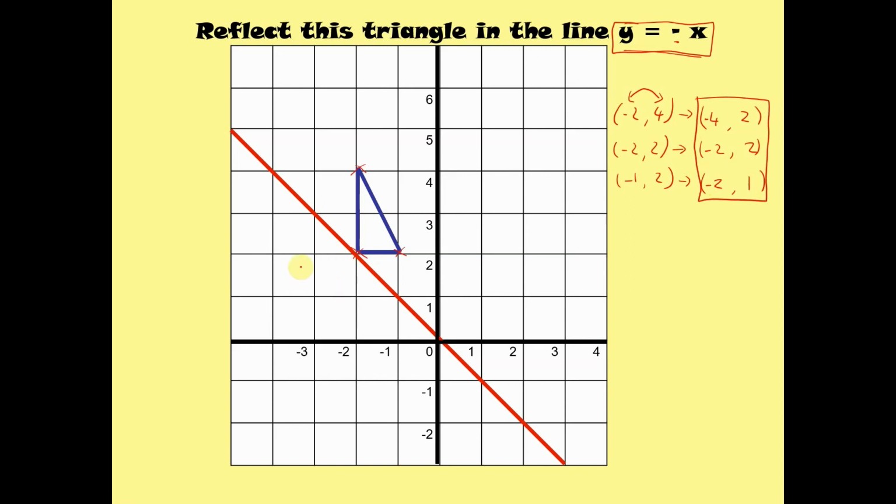Of course, it will be somewhere on this side. Okay, so -4, 2, which is here. Okay, which is this point over here. Okay, -2, 2, which is already in place, and -2, 1. -2, 1 is this one, and this is the triangle, the reflected triangle.